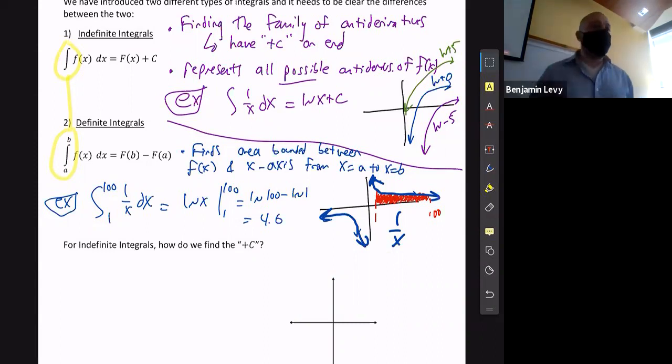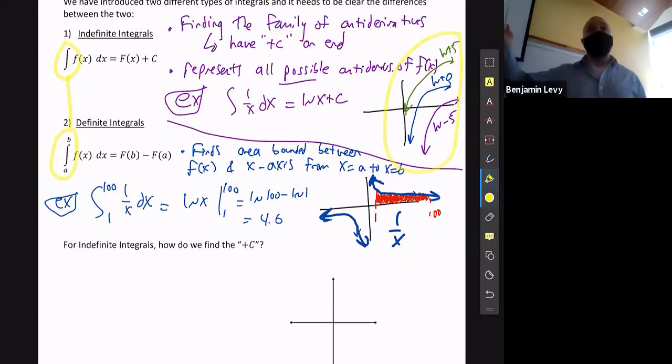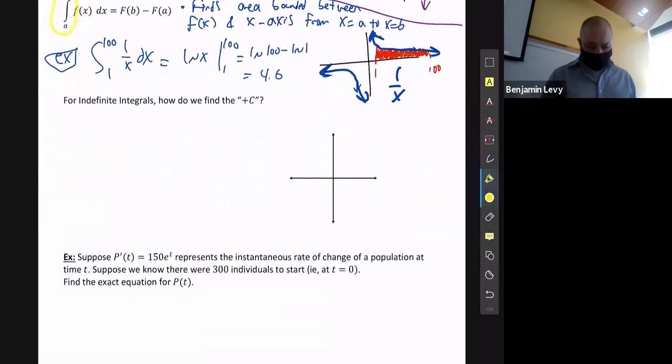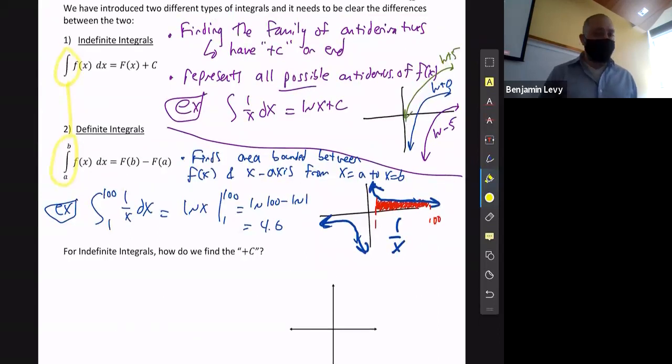So the last thing I just want to touch on here is how do we actually get the plus c? Because when you integrate 1 over x, you get ln plus c. How do we know which one of those graphs it is? I just circled them in yellow. It could be any one of those things. Well, in order to find out what the plus c is, we need more information about the function.